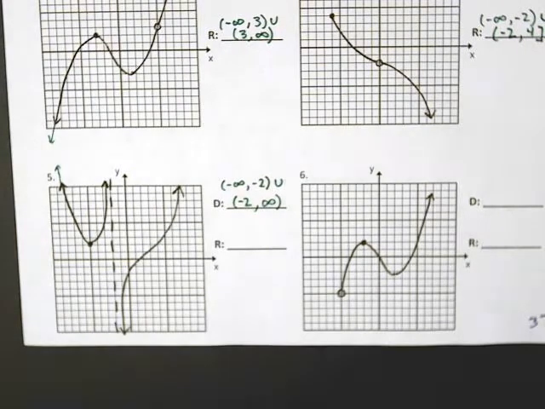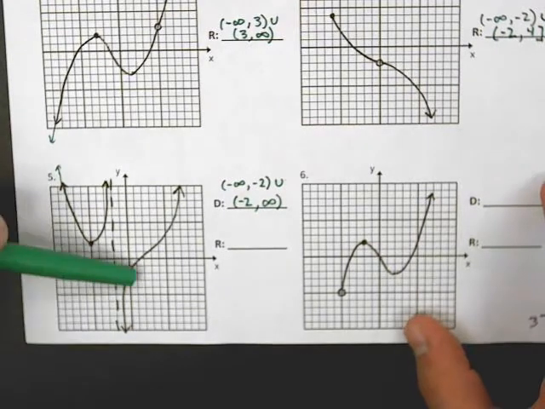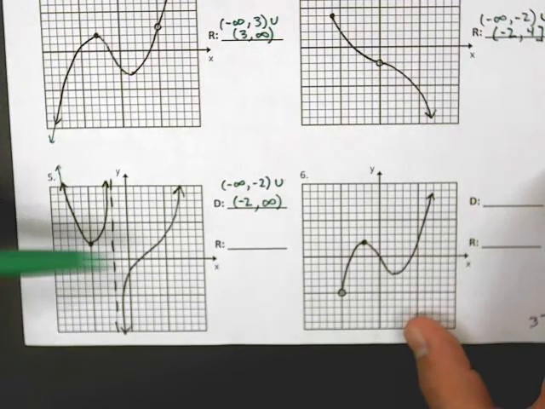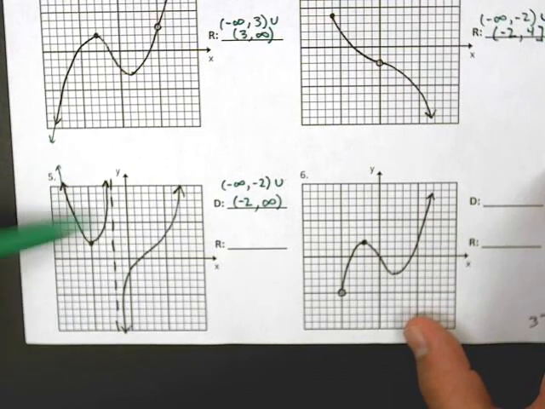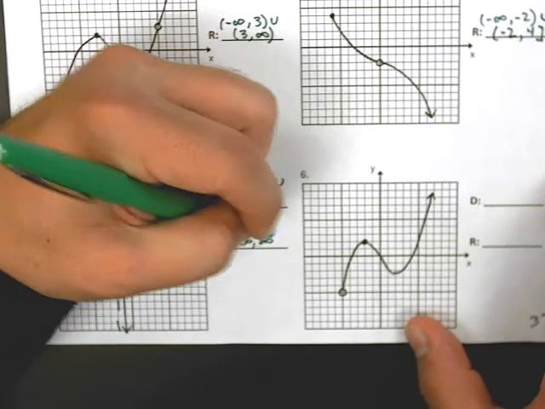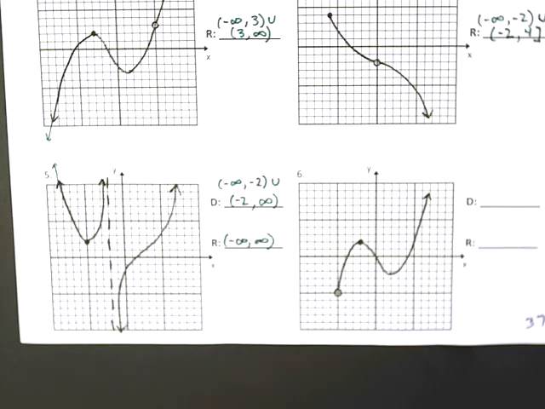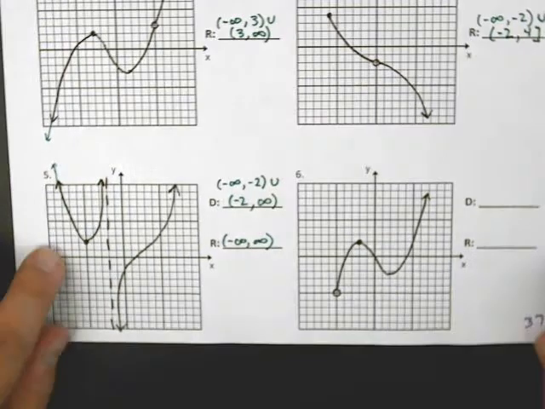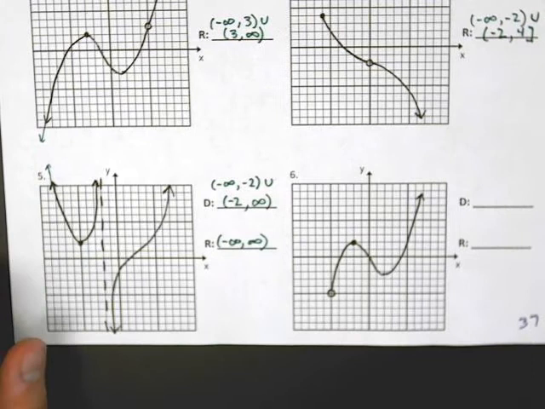Range-wise, guys, this one's pretty nice. We are going down forever. We're going up forever. There's no holes anywhere. This one is nice and easy. Negative infinity to infinity. Alright, last one on this page and then we'll move on.